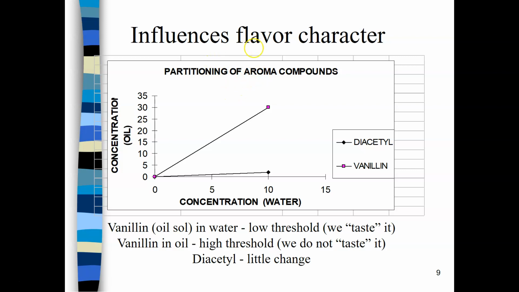This one here is just partitioning of aroma compounds. Diacetyl is very water soluble. Vanillin is kind of fat and oil soluble. And so basically this slide shows that if you increase the concentration, the partitioning between oil and water is about 50-50 for vanillin. But diacetyl is much more soluble in water. So as we increase the concentration of diacetyl, it stays in the water, the continuous phase, and it's available for smelling. So I guess just the difference between two compounds. There's some notes at the bottom of that slide.